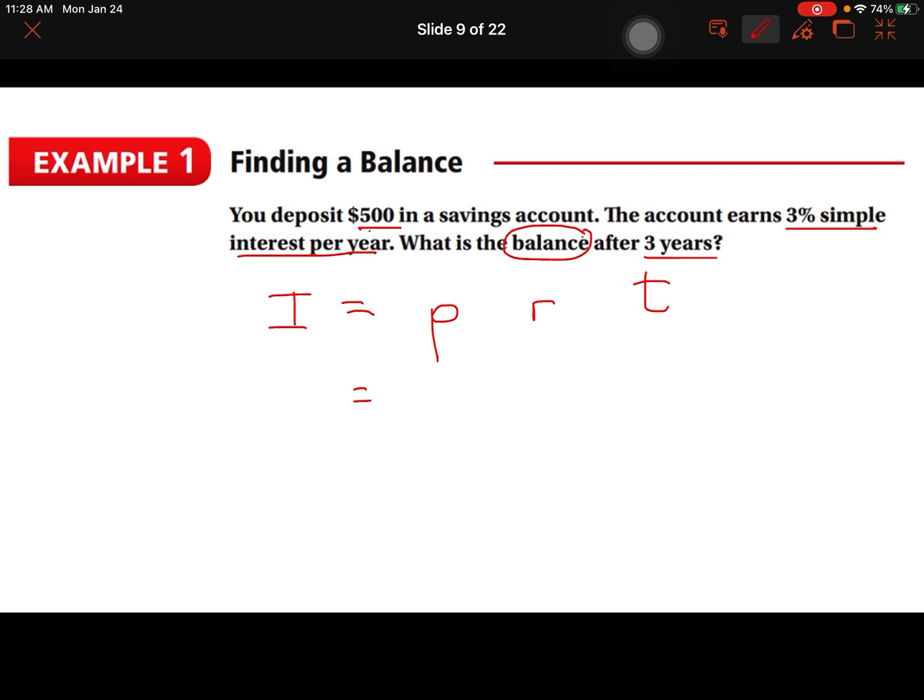Okay, so now this first number, the $500, is our principal. That's what we borrowed, or we put into our savings account. So in this case, it's a benefit. The R, once again, stands for our rate. It's a percent. But we have to take this 3% and change it to its decimal form, and that means it's actually 0.03.